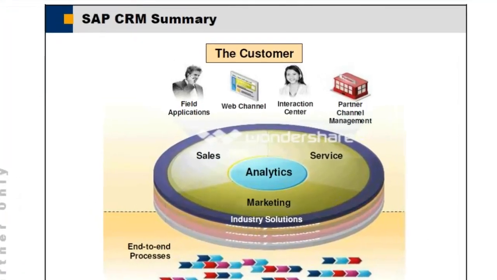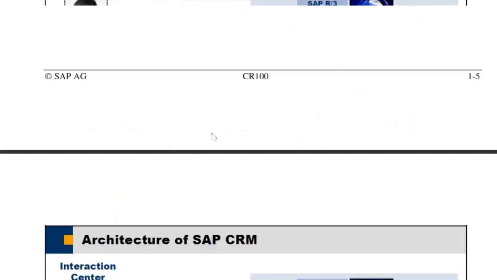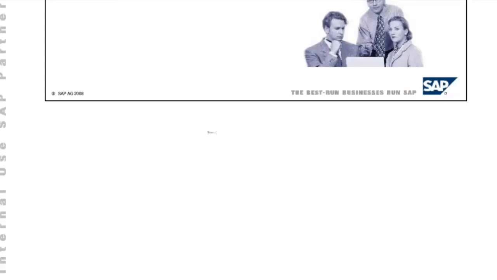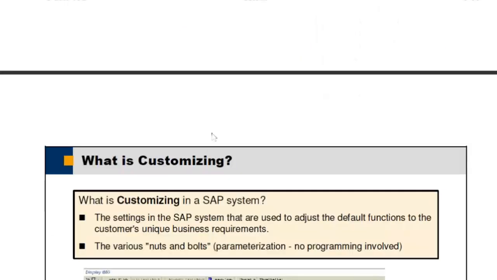Yes, this is one topic. This is one field. And for all these things there is something called base customization. You're talking about IMG, right? Yeah, IMG is the implementation guide. Those are interfaces, and these are modules. The summarization of CRM. So when we talk about IMG, this is what we call customization.